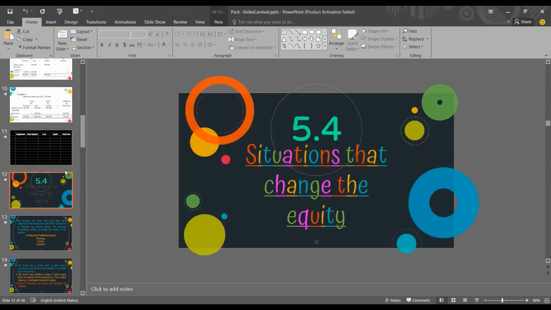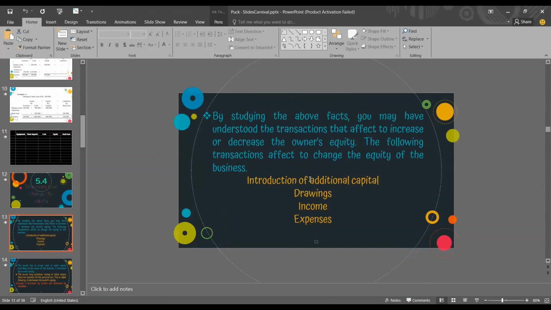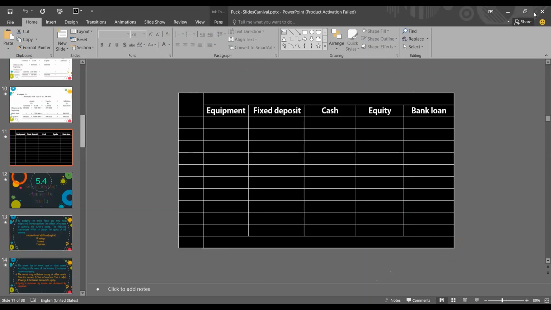5.4. Okay. This is what I said: additional capital, drawings, income, expenses. Right? Before that we have some other examples as well to do, right? So wait.